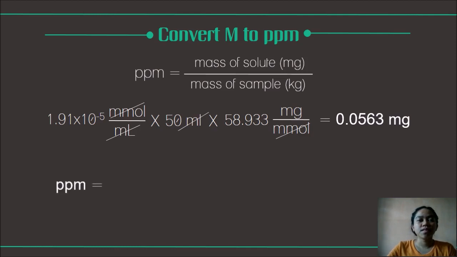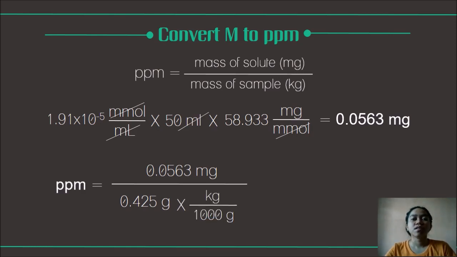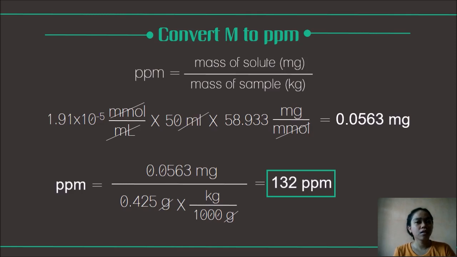So putting that in the formula for ppm, we will now divide it by the mass of sample. We are given a 0.425 gram sample, but we need it to be in kg. That's why we will convert that into kg. So canceling values, we will now have 1.32 ppm as the concentration of the cobalt.